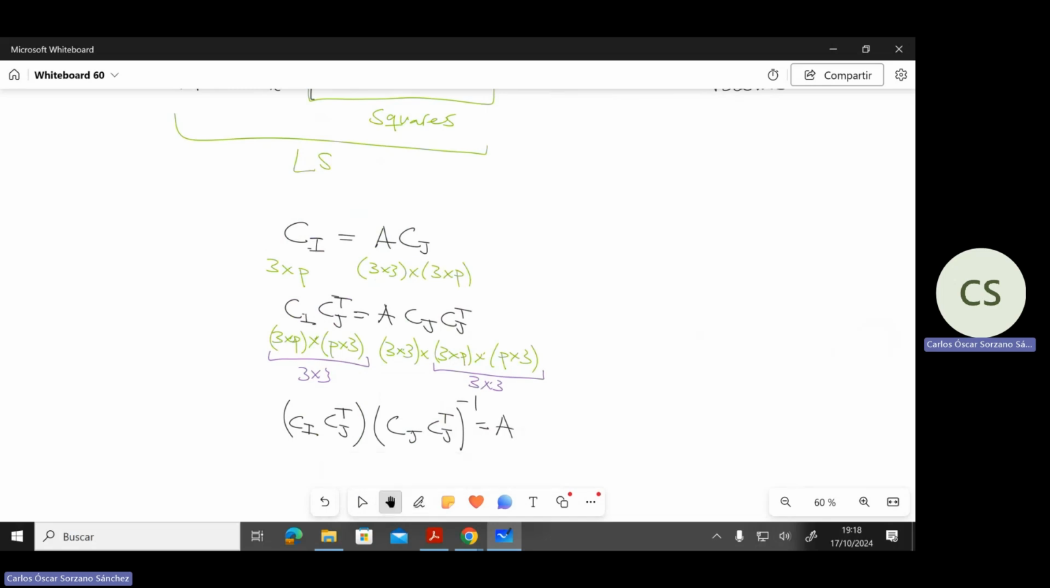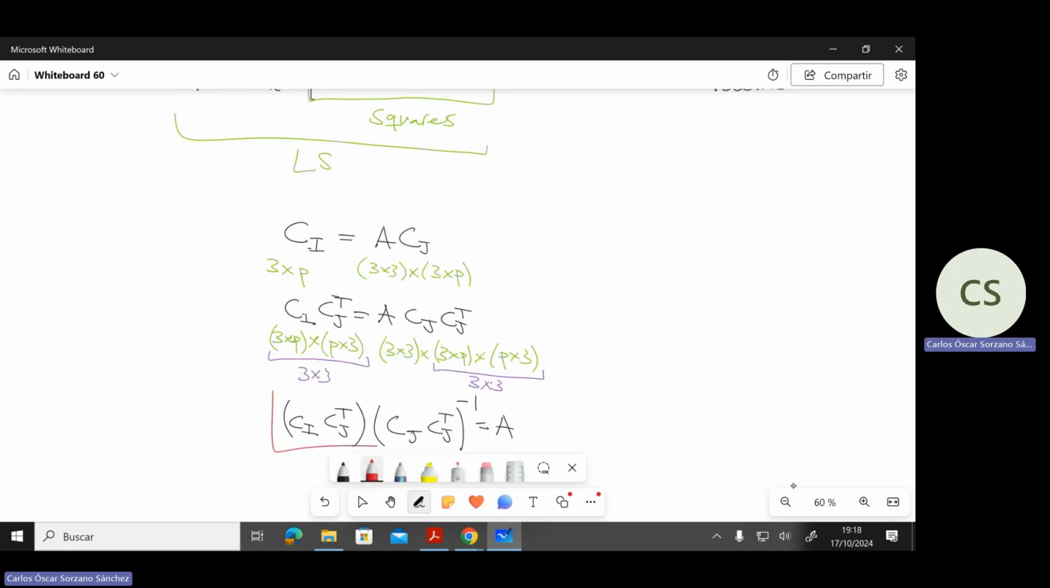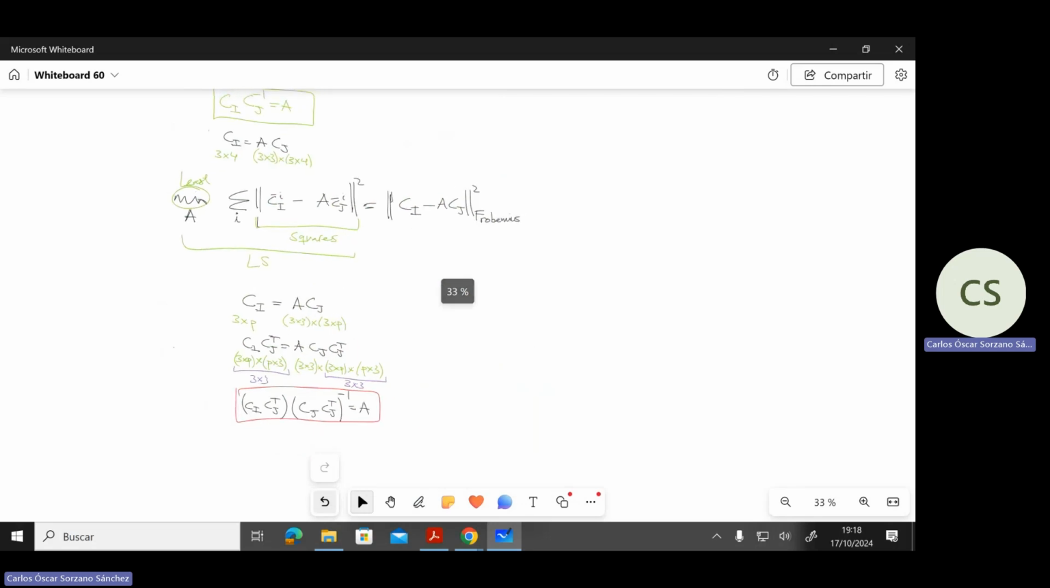And it turns out this A is the one that minimizes this. So this is the matrix that minimizes this. The least squares solution of this problem is this one. So simply reasoning on the sizes that we have involved, we have come to the solution of a relatively complicated problem.